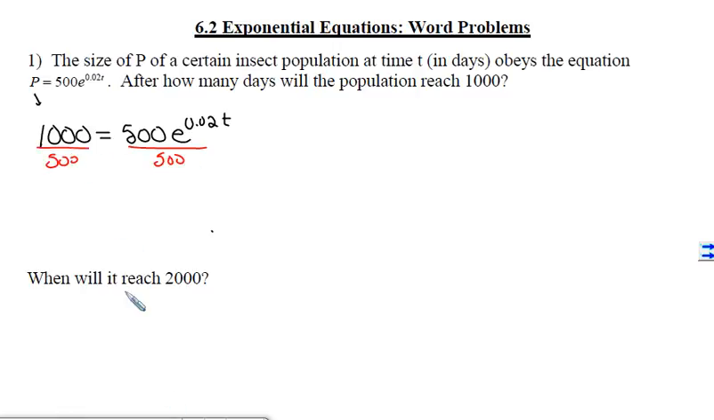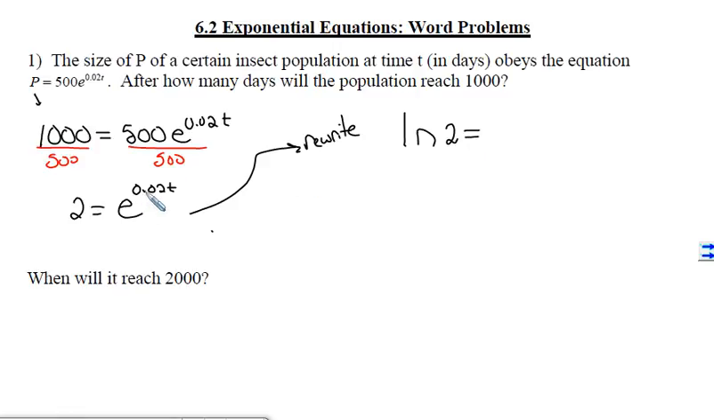When you divide both sides by 500, you get 2 equals e to the 0.02t. Now we're going to do a rewrite. It's in exponential form, and we want to put it in log form. Since it's e, we're going to do natural log, right? And remember, what's on the other side is what goes with that. So natural log of 2 equals, and then this exponent comes down, 0.02t.